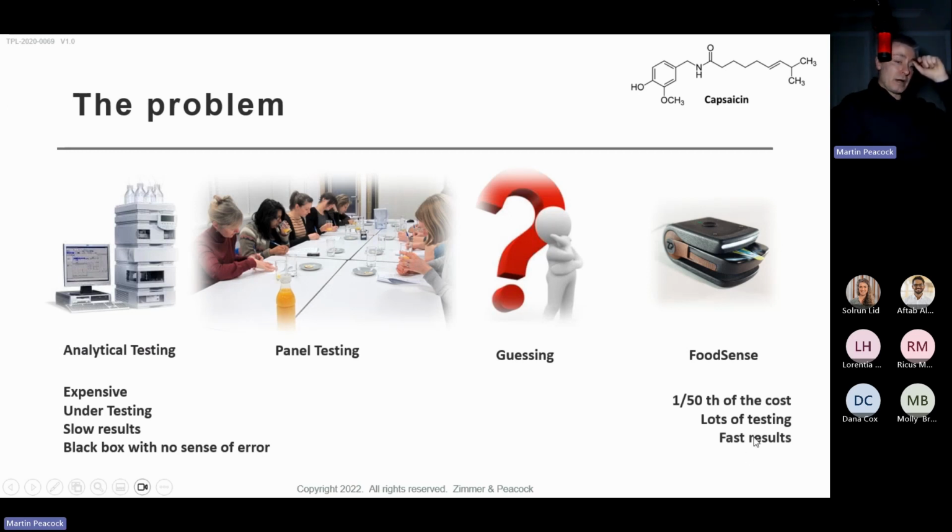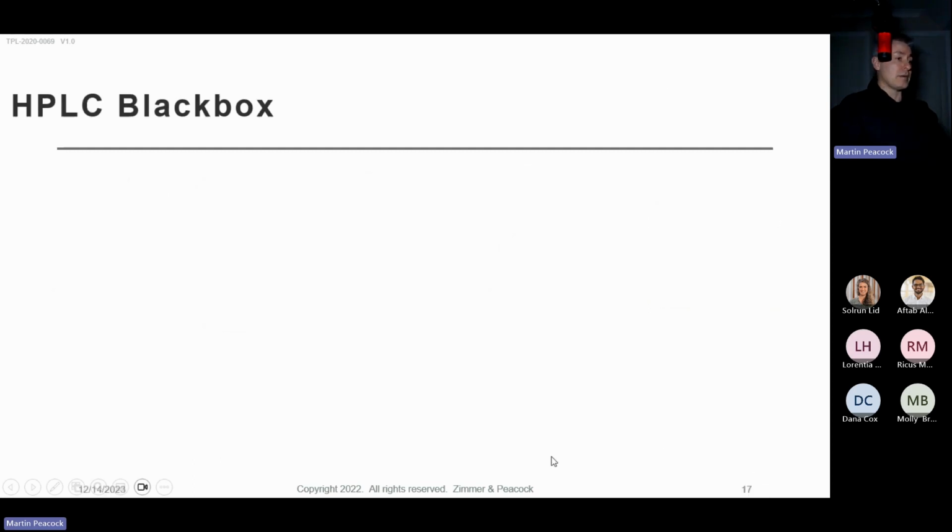It's a real pain to have. The Food Sense doesn't require any of that. It's also fast, and it's very transparent as well. So I'll get back to that point again about transparency in a short while. So we've got the HPLC, and the HPLC for me, like I say, is a black box.